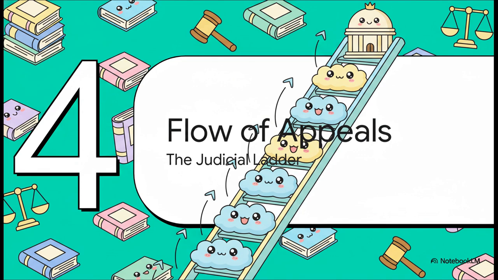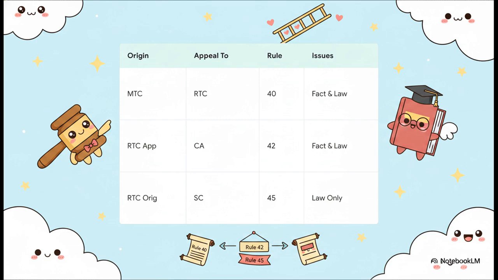Moving on to Section 4, the flow of appeals. Let's climb the judicial ladder. Visualizing the hierarchy of the courts is hands down the absolute best way to untangle appellate jurisdiction. Think of it as a logical ladder. So if you lose down in the MTC, you appeal up one step to the RTC, using Rule 40, where you can raise questions of both fact and law.